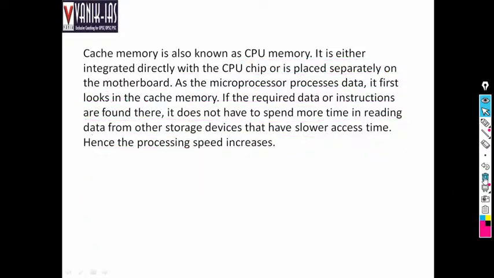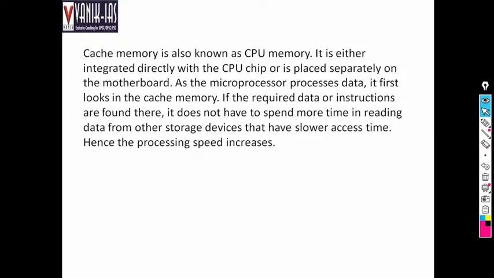Cache memory is also known as CPU memory. It is either integrated directly into the CPU chip or placed separately on the motherboard. As a microprocessor processes data, it first looks in cache memory. If the required data or instructions are found there, it does not have to spend more time reading data from other storage devices that have slower access time. Hence, processing speed increases.